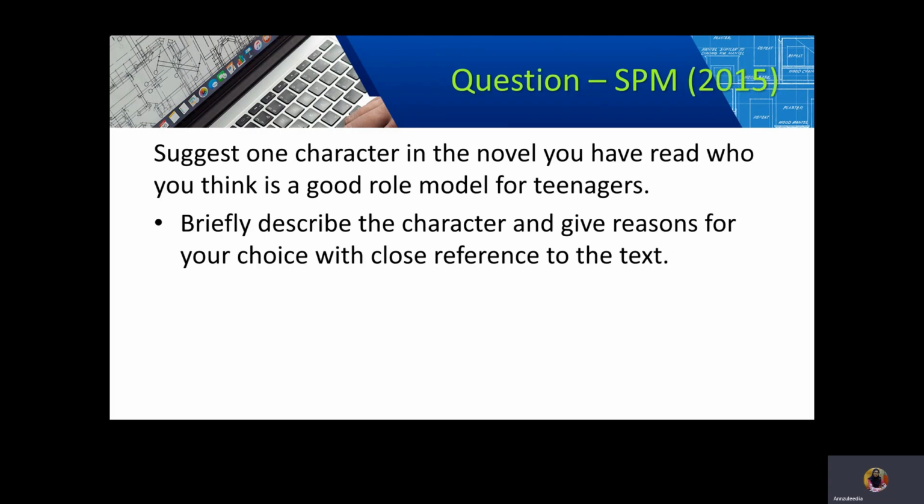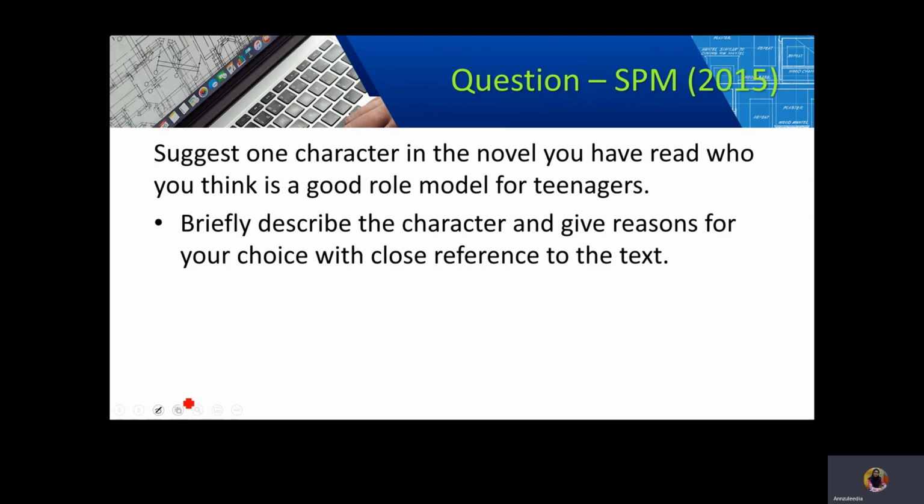Now, this is an SPM question for 2015. I'm using this question in order to demonstrate how you can use the 4 square model writing strategy in answering the novel question. The question says, suggest one character in the novel you have read who you think is a good role model for teenagers. Briefly describe the character and give reasons for your choice with close reference to the text.